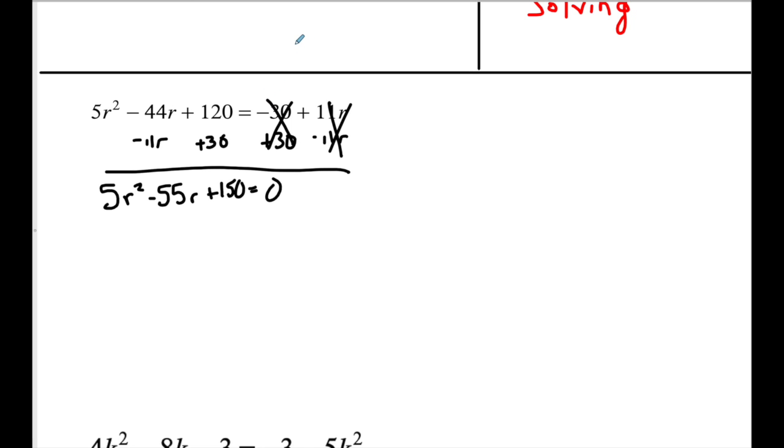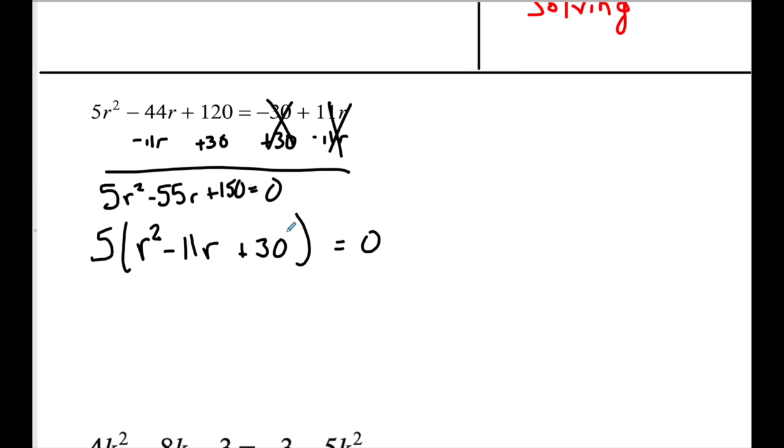All right. And so immediately what I see is I've got a situation where a is more than 1. So what I'm going to try to do is see if there are any greatest common factors. And as it turns out, there are. At this point, I know that 5 goes into 5r squared, it goes into negative 55r, and it goes into 150. So that leaves me with r squared, and then 5 times negative 11 would give me negative 55, and then 5 times 30 would give me 150.